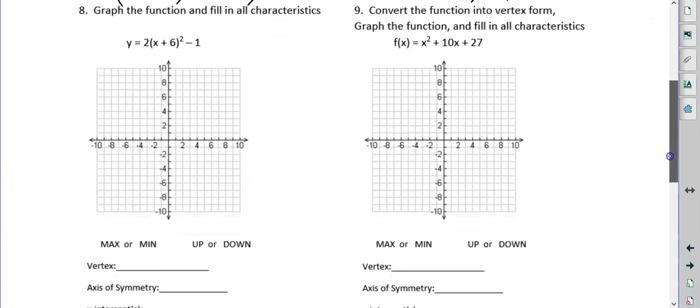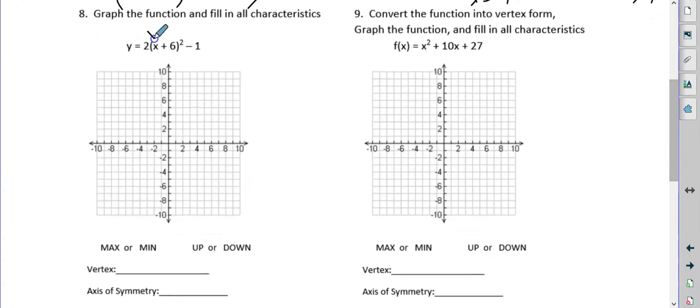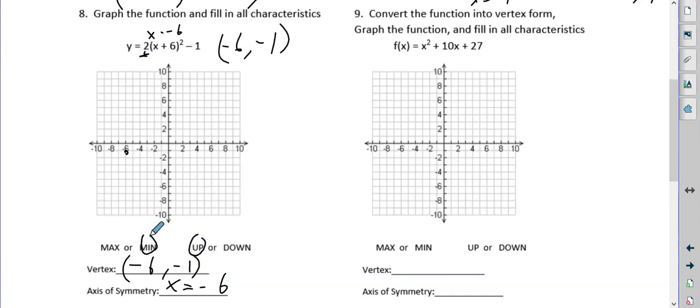All right, graph the following. Well, remember, this is x minus negative 6. So that means my vertex is at negative 6, negative 1. So right about there. My axis of symmetry is going to be at x equals negative 6, going right through the x value. Since this is a positive 2 out here, we know it's going up, which gives us a minimum.